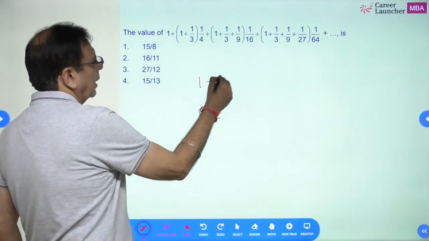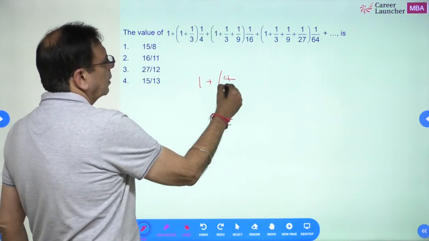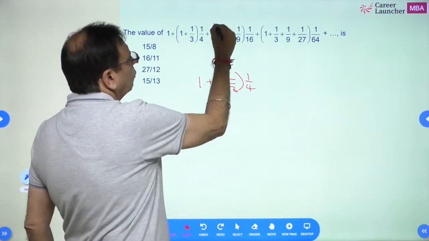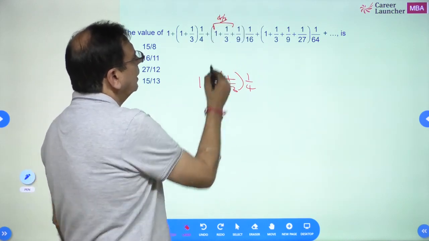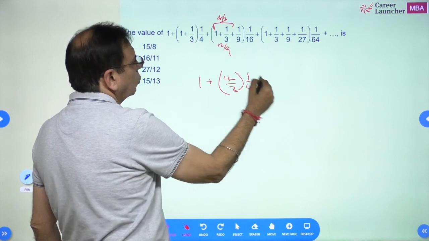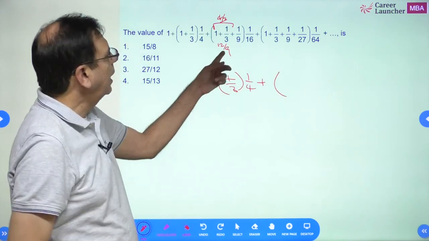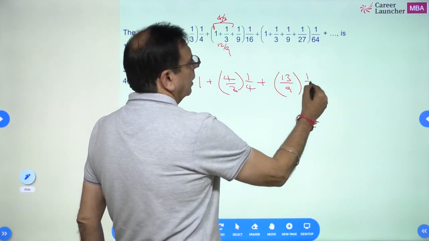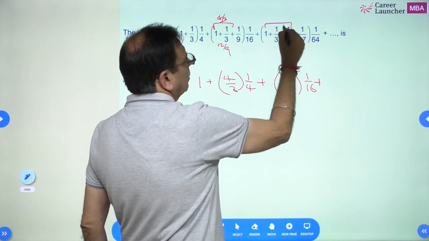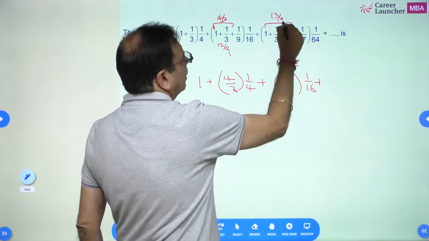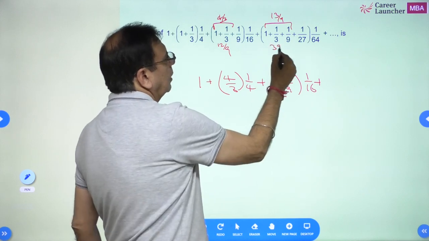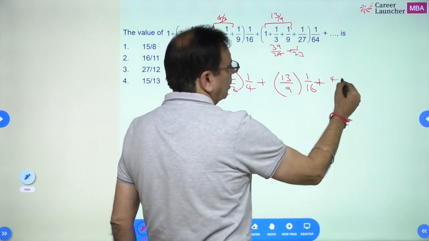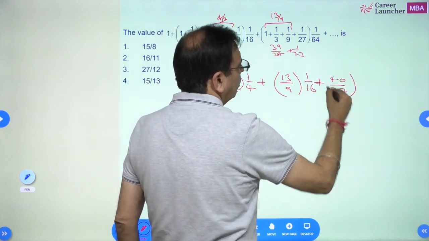First term is 1. Second term is 1 plus 1 by 3, which is 4 by 3, into 1 by 4. I am not calculating why, because मेरे को दिखता है ये 4 by 3 है ना. This 4 by 3 or 12 by 9. So how much will be the next term equal to? 12 by 9 plus 1 by 9 will be 13 by 9 into 1 by 16. Now this has become 13 by 9, which means 39 by 27 plus 1 by 27, 40 by 27 into 1 by 64.